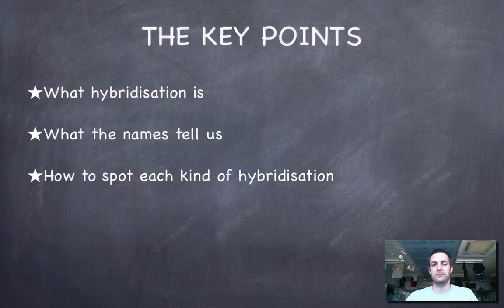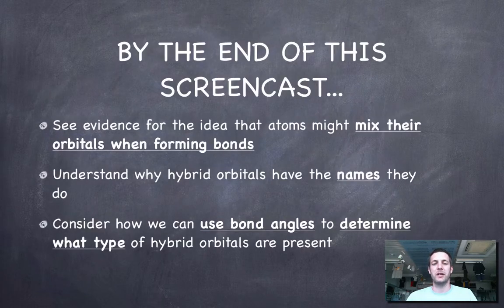Okay, so what were we trying to achieve by the end of this film? We were trying to get some evidence for the idea that atoms might mix orbitals when forming bonds. Okay, we looked at bond angles and bond lengths to decide that. We looked at the names of hybrid orbitals and what we might determine from their bond angles, and we might look at the bond angles in a molecule to quickly be able to go, oh right, that must have those sort of hybrids.